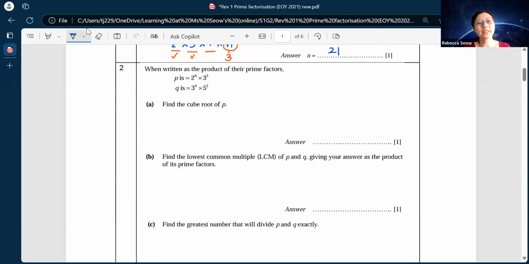Moving on, let's take a look at question 2. When written as the product of their prime factors, p is 2 to the power of 6 multiplied by 3 to the power of 3. Q is 3 to the power of 4 multiplied by 5 to the power of 2. Now find the cube root of p. This is p.